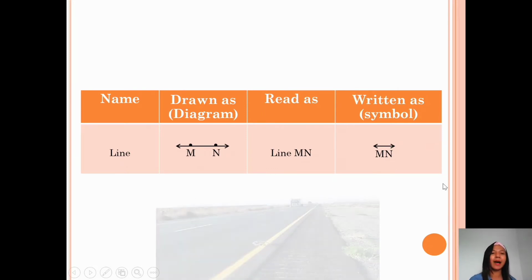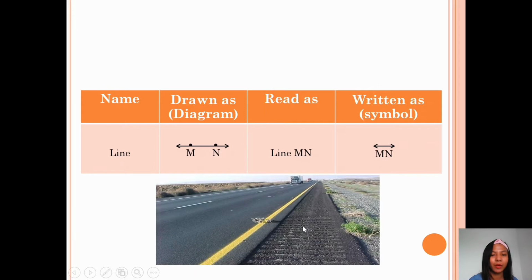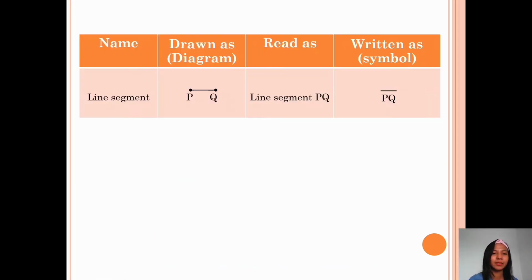In real life, you can see lines everywhere, actually. Many, many lines. Like the road here. The yellow line extends to both sides. It's a very long road. So this is one example of a line in our surroundings. So again, this is an example of a line. Next, just take note of this.